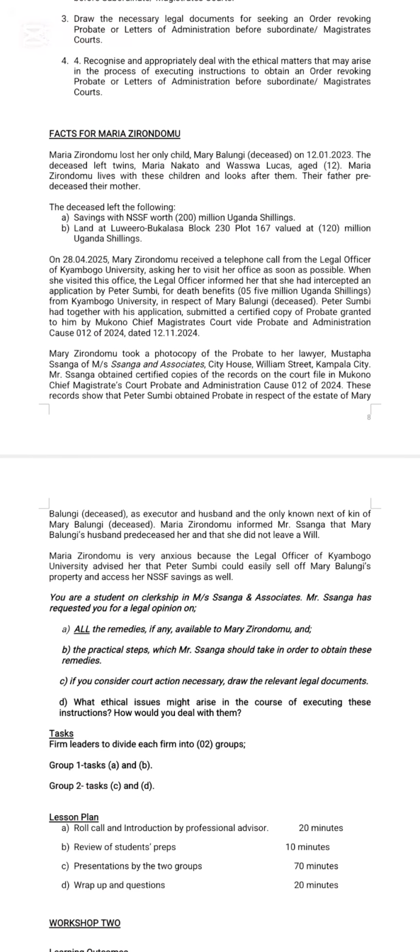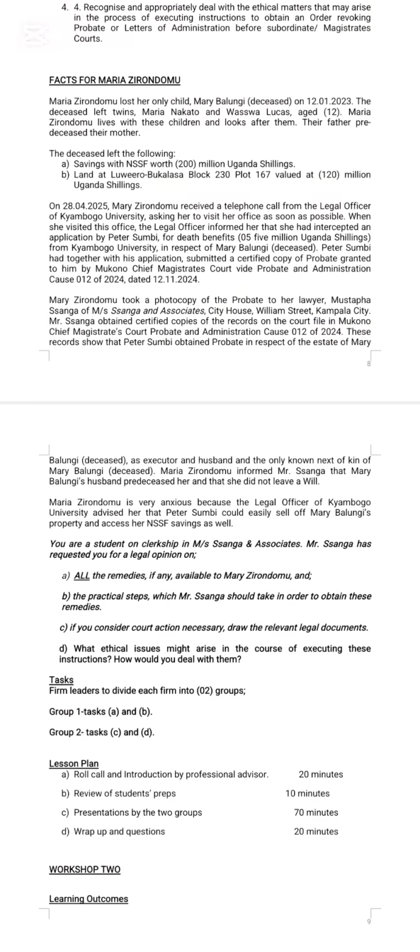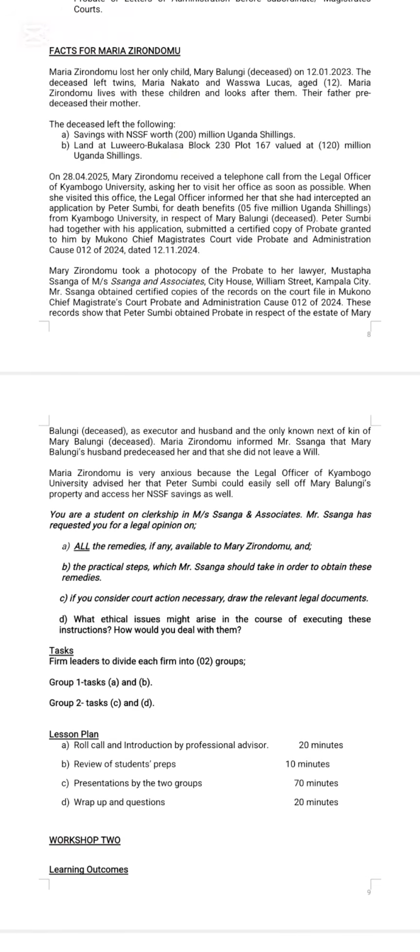orders of revocation. So, the facts for Maria Zirondem. We are saying that Maria Zirondem lost her only child, Maria Birungi. The deceased left twins, Maria and Waswa. Maria Zirondem lives with these children and looks after them. Their father predeceased the mother. The deceased left the following: savings, NSSF, and land at Ruelo.